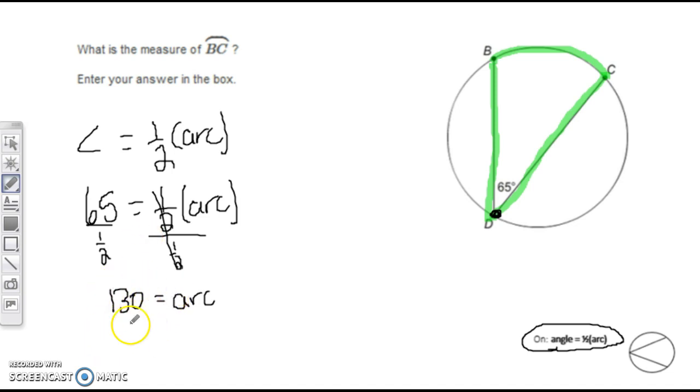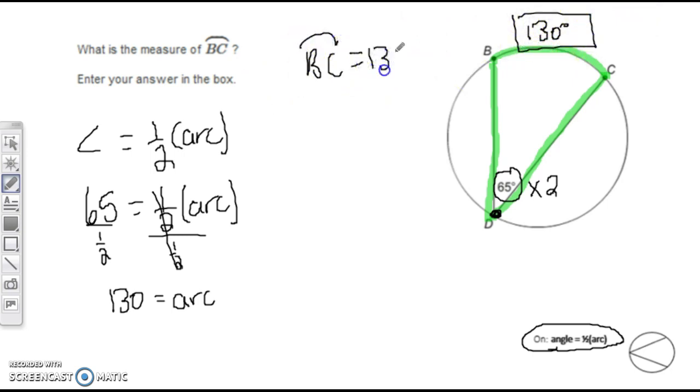Now, if plugging it into the formula confused you because you had that 1/2 there and that made it a little bit confusing, just think about it logically. If the angle is half the arc, the arc has to be twice as big as the angle. So we could have just taken our angle and multiplied it by 2 to get 130 degrees. But that should be your answer. The arc BC equals 130 degrees.